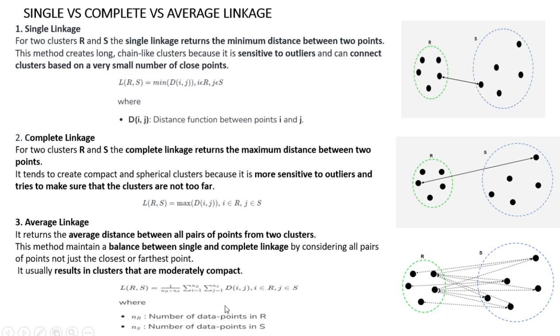So the formula is the average formula, right? Summation of D of I comma J, where I ranges from 1 to NR, J ranges from 1 to NS, divided by NR into NS. So it's the average formula that I use, where NR is the number of data points in R and NS is the number of data points in S. So these are the different types of linkages.